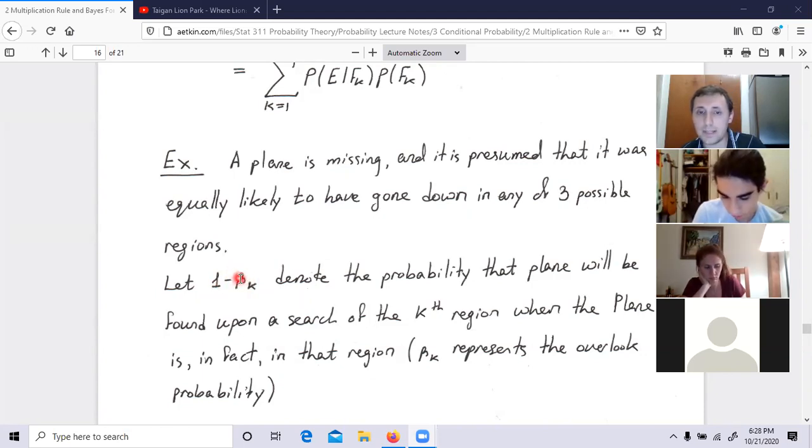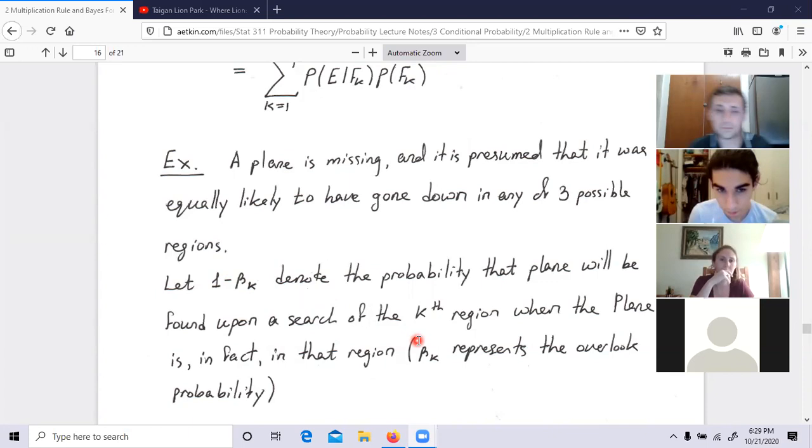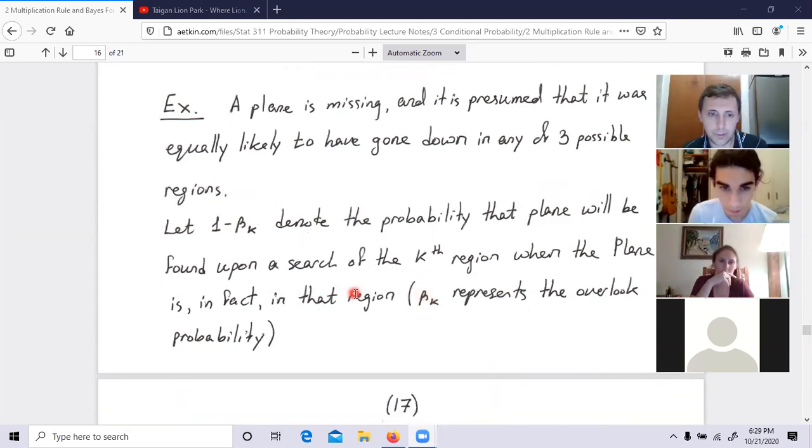So B sub K is the overlook probability. In other words, imagine that the plane is in region 1. B sub 1 is the probability that I will not be able to find it. Maybe think of this as hiding a toy in your room, and then making your sister or brother search for that toy, and seeing how often the sister or brother finds where you hid it in that room. That's the idea. So you can kind of simulate this by hiding a toy in your room. You have to have statistics for it, I presume.